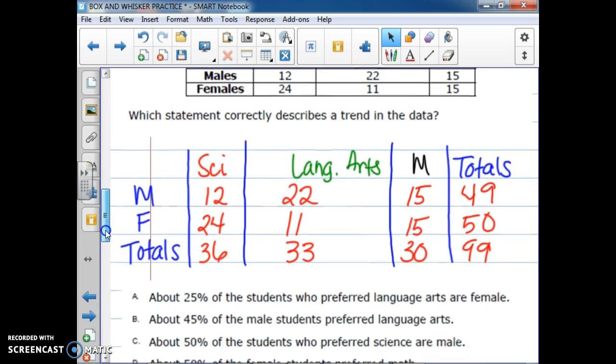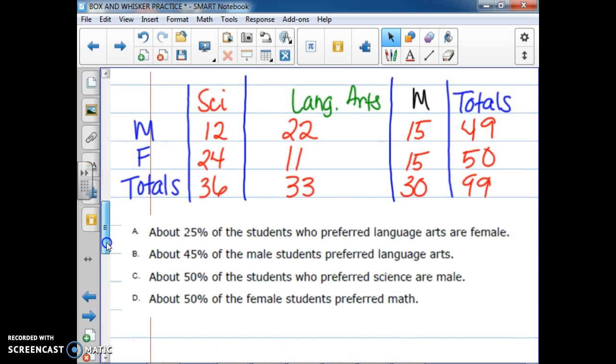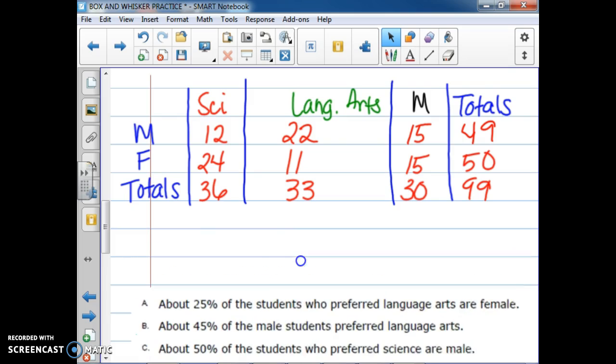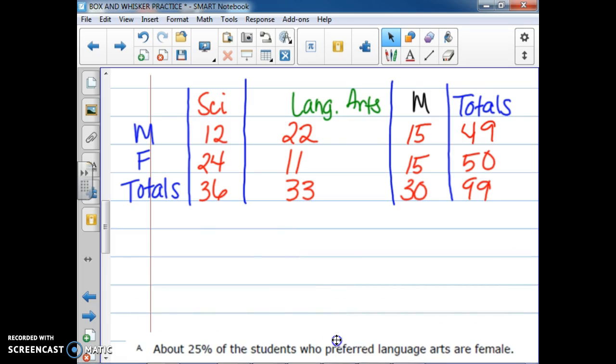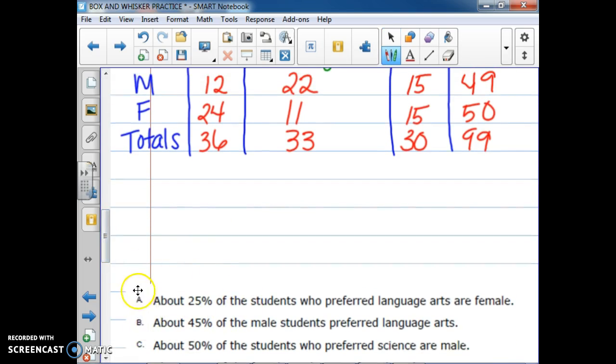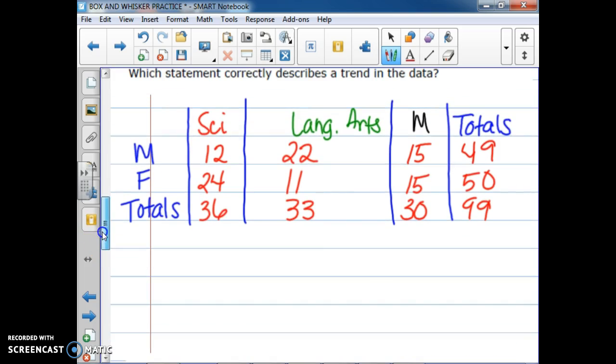Now I'm going to use my answer choices to let me know what percentages I need, because I may not need to calculate all of the different percentages, and it may get a little bit messy creating another percentage table for this. So answer choice A says about 25% of the students who preferred language arts are female. So I'm looking at language arts because that's the category I'm talking about. I'm going to make a little miniature table down here just for language arts.